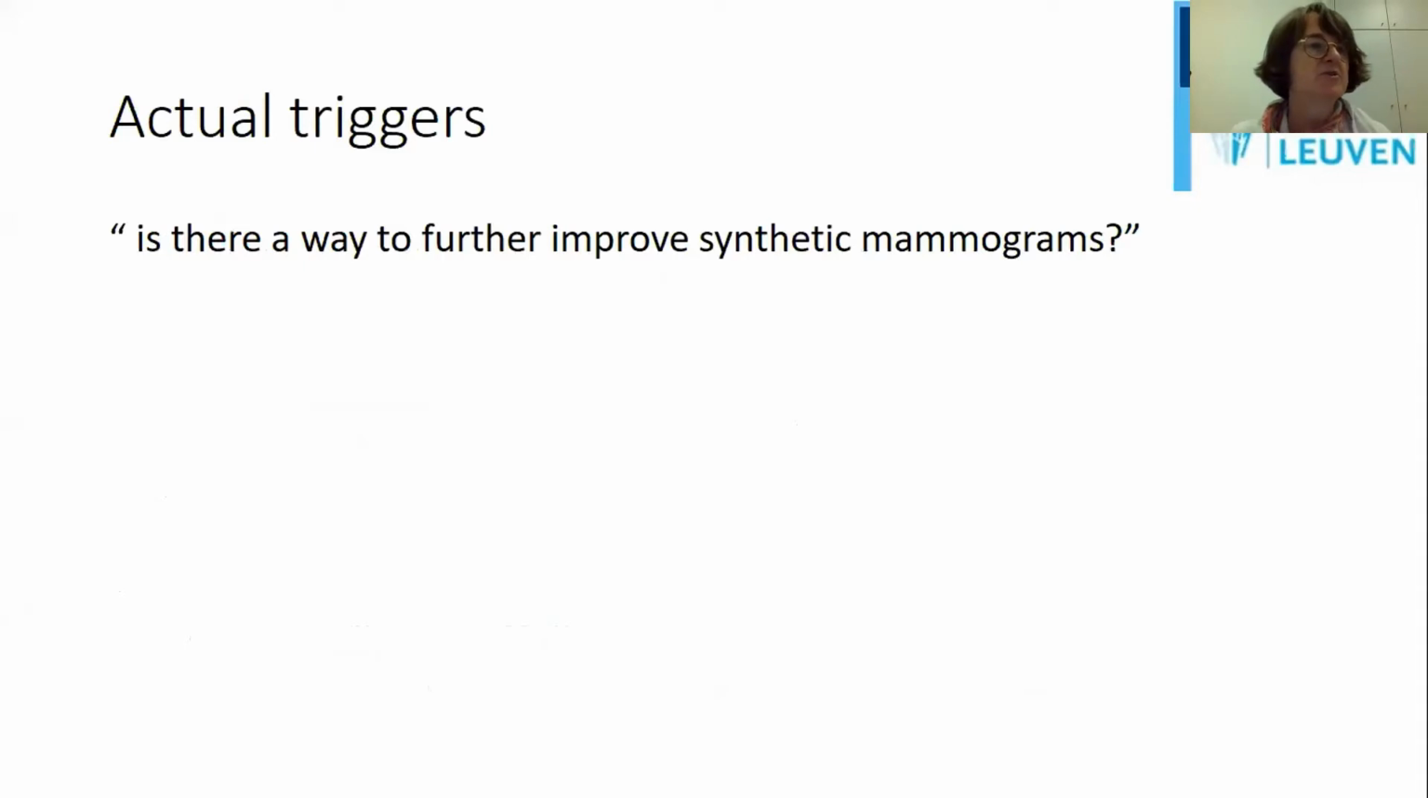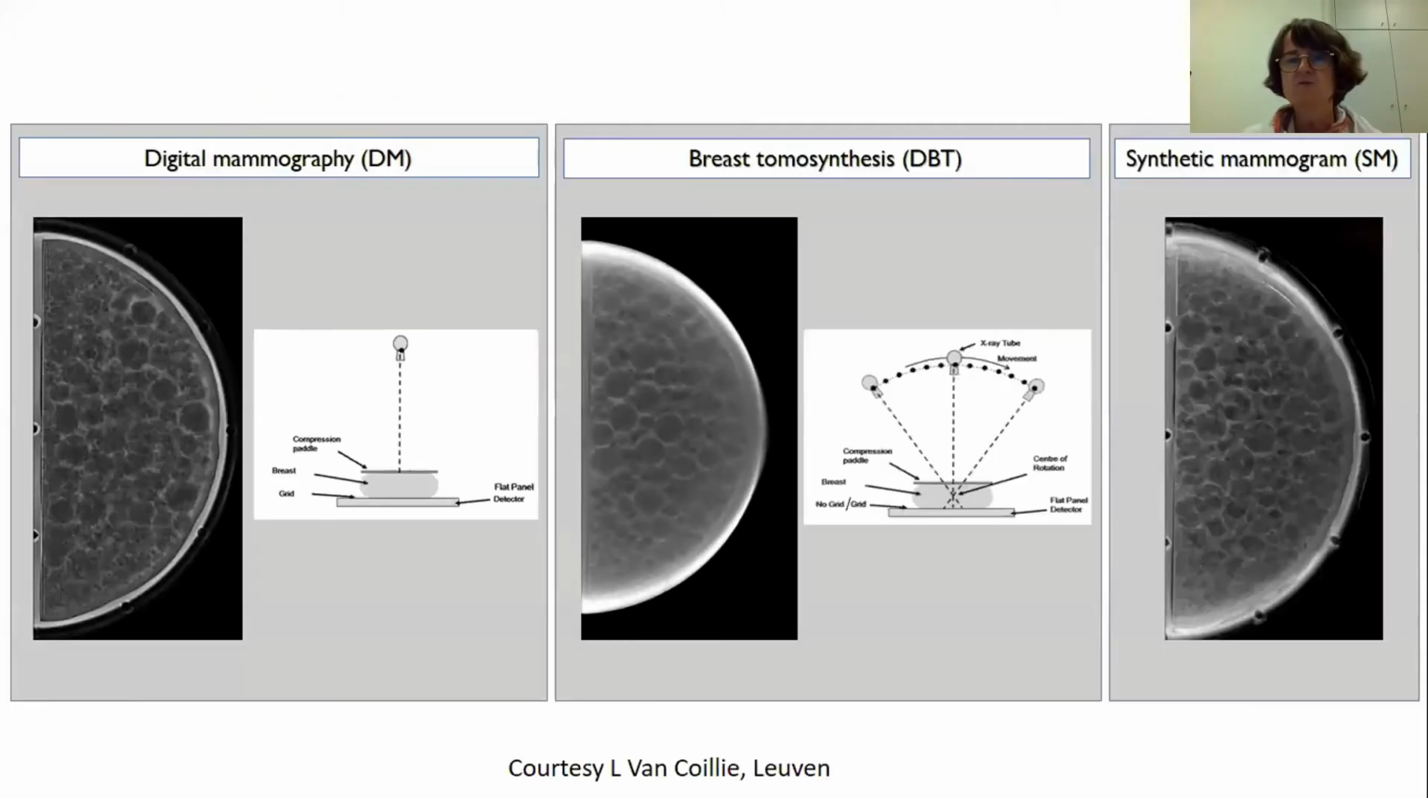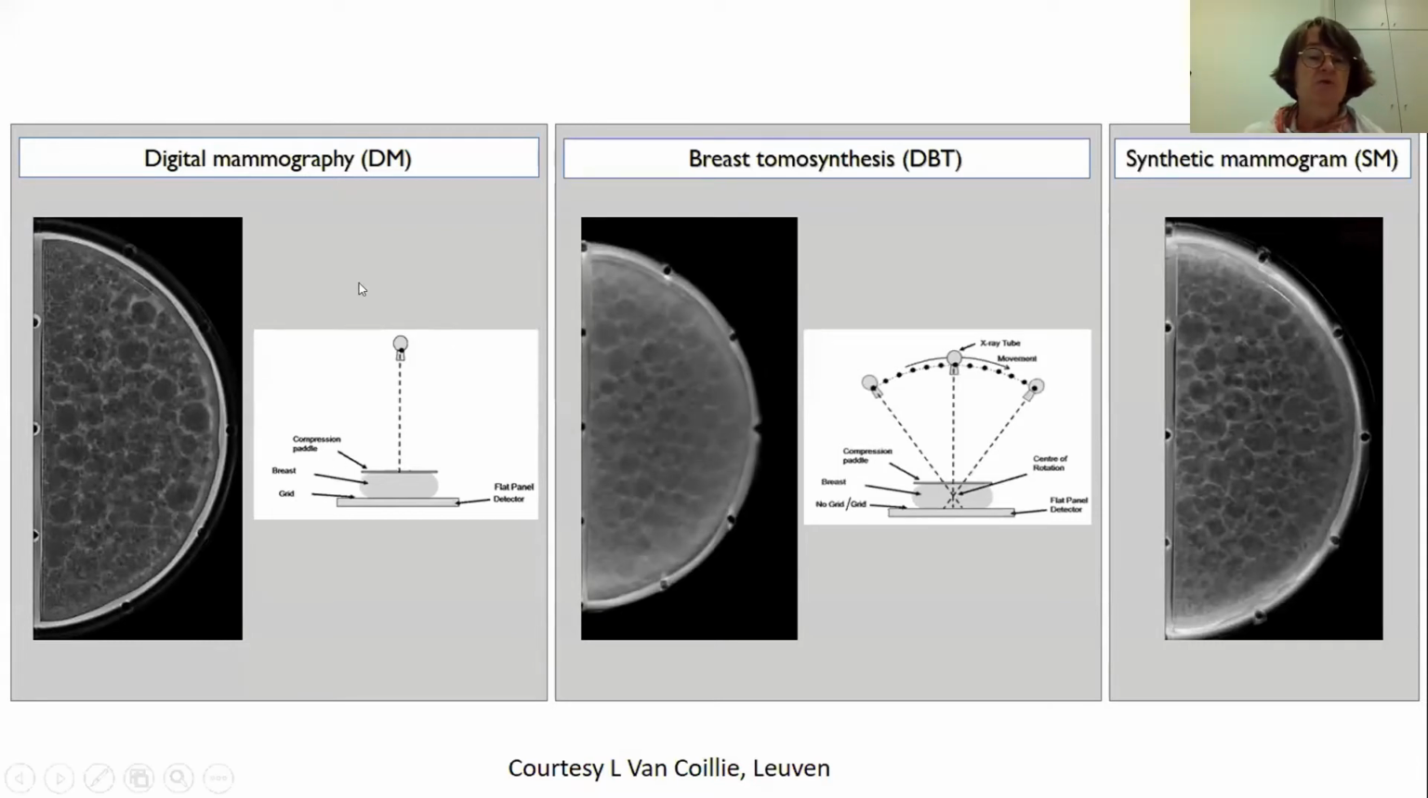Here is an actual trigger for a VCT, and that's this, for instance. Is there a way to improve synthetic mammography? Now, just between brackets, what is synthetic mammography? Well, you probably know digital mammography, which has a tube perpendicular to a compressed breast and makes a 2D projective image.